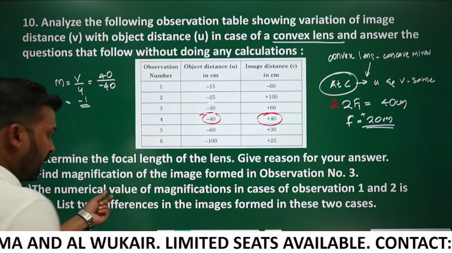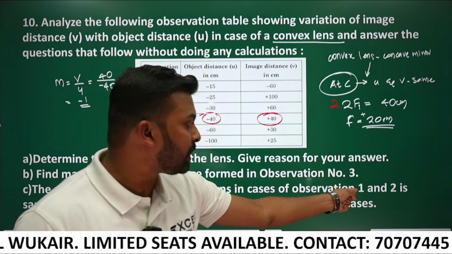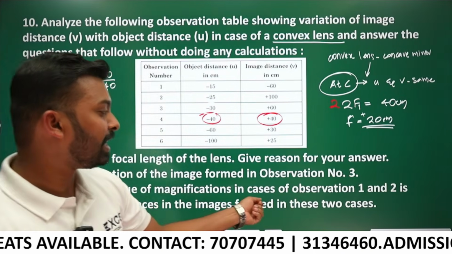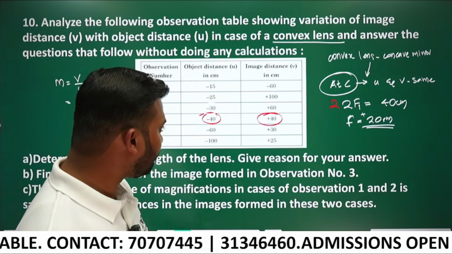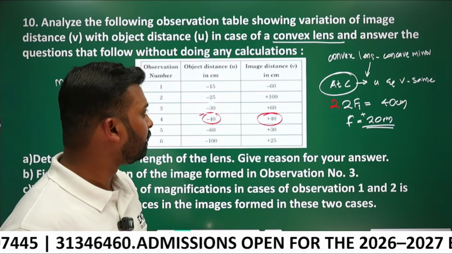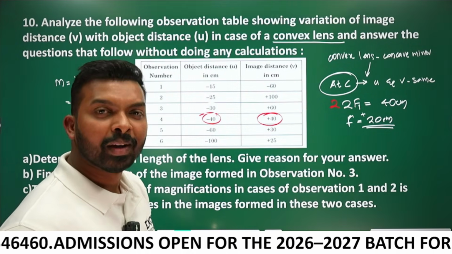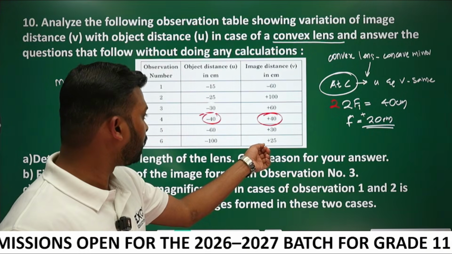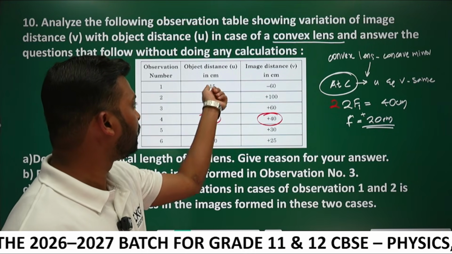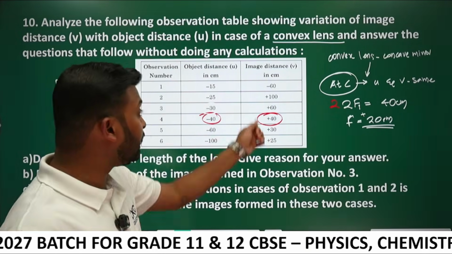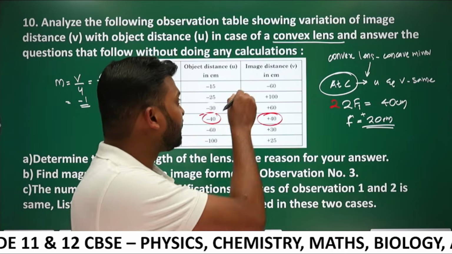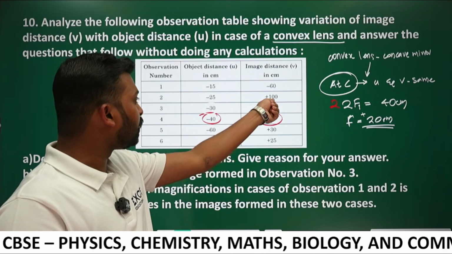Now, the numerical value of magnification in the case of observation 1 and 2 is the same, right? Okay, let's check. It is 60 and 30, V by U, 30 by 60, which will be 1 by 2. No, sorry, observations 1 and 2: it is these two things, 60 and 15. 60 by 15 will be 4, and here also it will be 4.